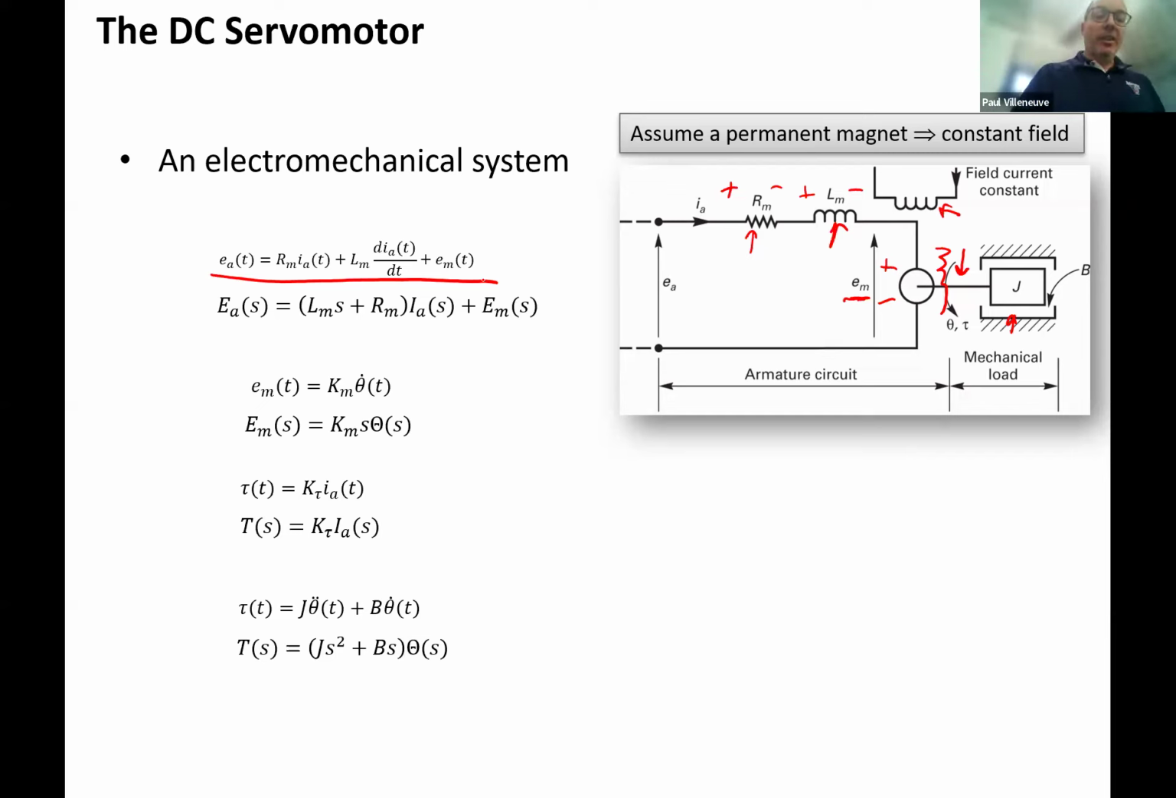Our back EMF voltage is equal to some machine constant, and it's based on the rotational speed. Why do you think it's based on rotational speed? Right, we know that theta is position. So the derivative of theta is velocity. Why is my back EMF proportional to the speed?